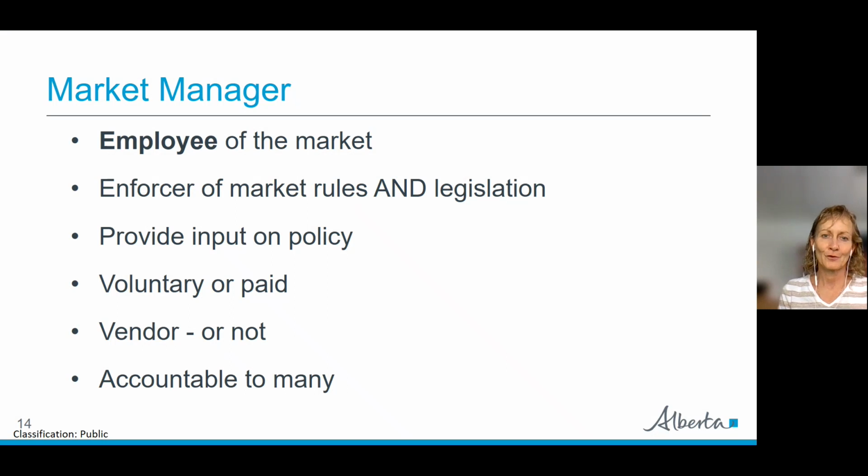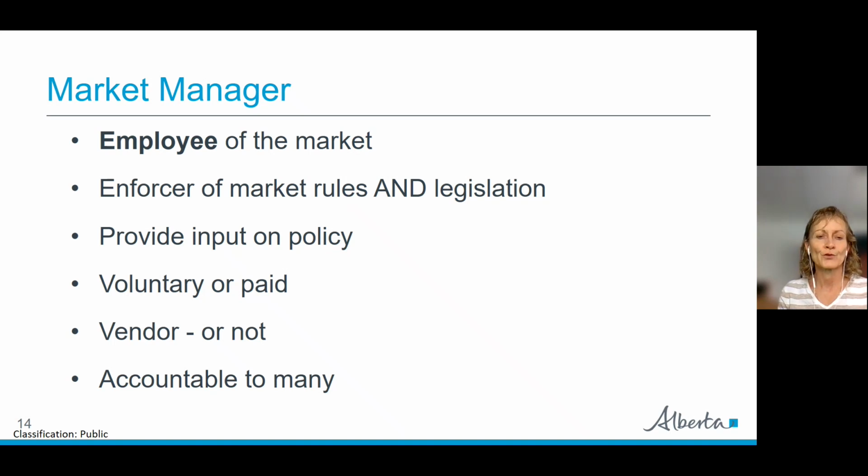So the market manager, the first person in this complex web of stakeholders. You are an employee of the market, and that is really something that needs to be understood first and foremost: you are hired either by the sponsoring body or by the board of directors to be the manager of the market, and therefore you are treated like an employee. This applies whether you are a paid employee or a volunteer. It really doesn't matter. You are still treated the same way in that respect.